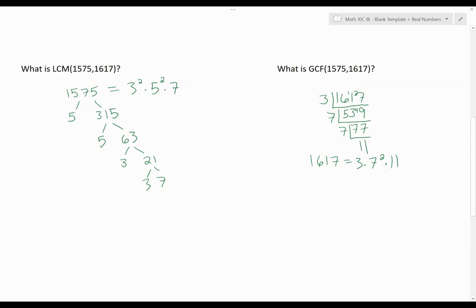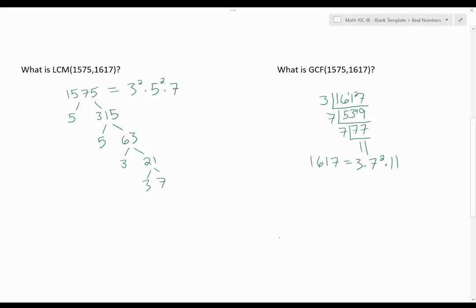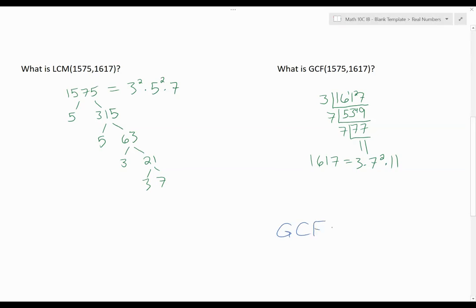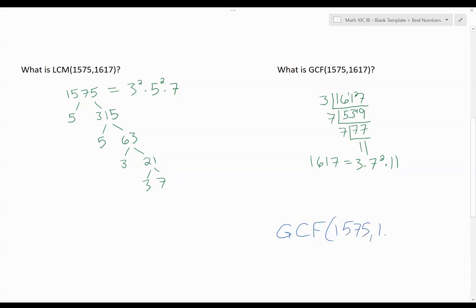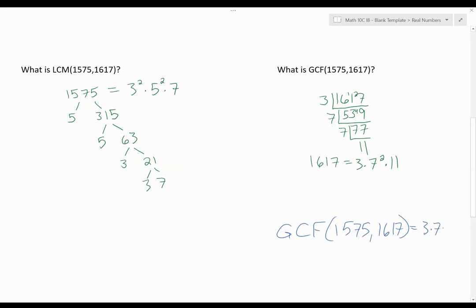Now, right off the bat, I can see some common factors. For example, 3 is a common factor, and 7 is a common factor. The greatest common factor is actually going to come by combining those two things together. So the greatest common factor is the product of all of the prime factors that the numbers have in common. So that's actually the easier one to answer first. GCF in this case of 1575 and 1617 is going to equal 3 times 7, or 21.